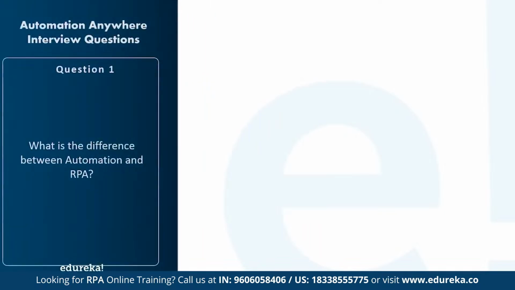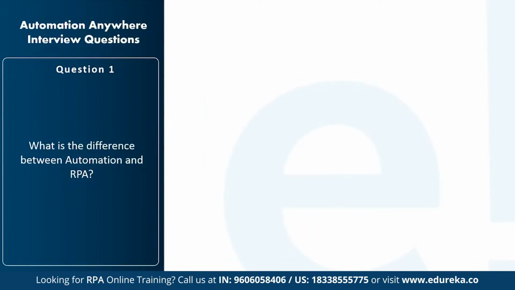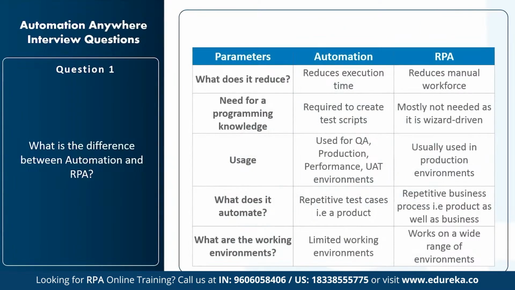Starting with the first question: what is the difference between automation and RPA? You can differentiate automation and RPA on various parameters. The parameters could be what does it reduce, the need for programming knowledge, usage, what does it automate, and what are the working environments. Talking about the first parameter, what does it reduce? Automation reduces the execution time, and robotic process automation, or RPA, reduces the manual workforce. Coming to the need for programming knowledge, for automation you do need programming knowledge to create test scripts. But RPA does not actually need programming knowledge as it's mostly wizard driven. Basically you'll have a tool with various functionalities to automate different tasks, so you do not actually need programming knowledge.